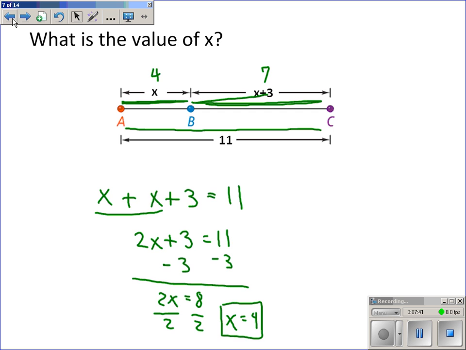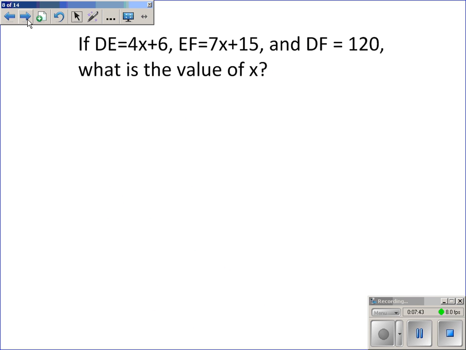So the sum of the parts is equal to the whole. If DE is equal to 4x plus 6, and EF is equal to 7x plus 15, and DF is 120, what is the value of x? Now, there's no picture for us. I'll just draw one real quick.